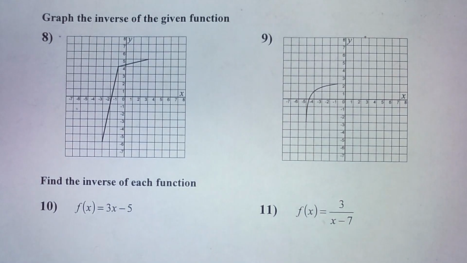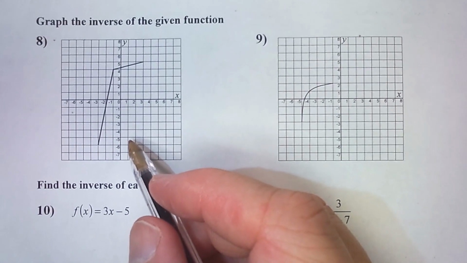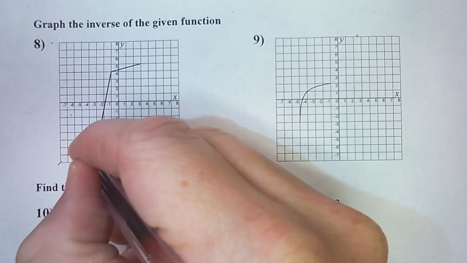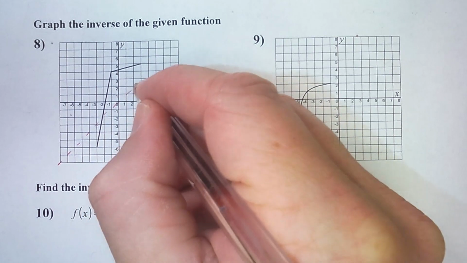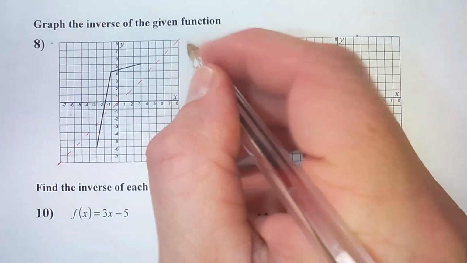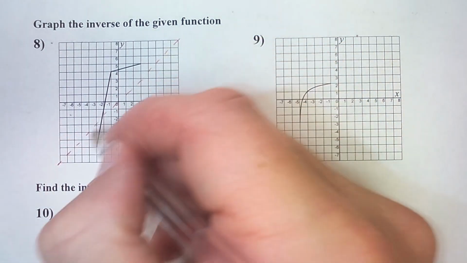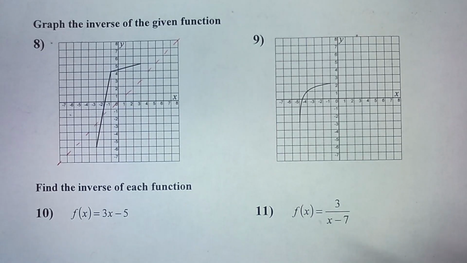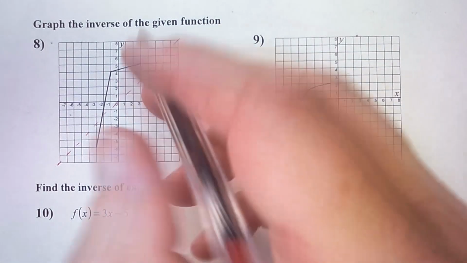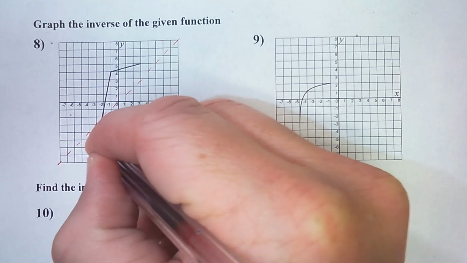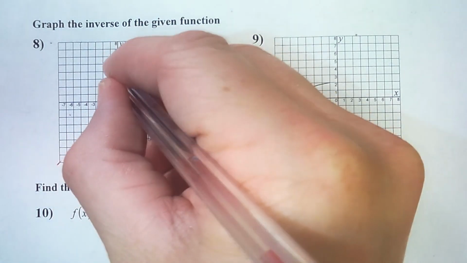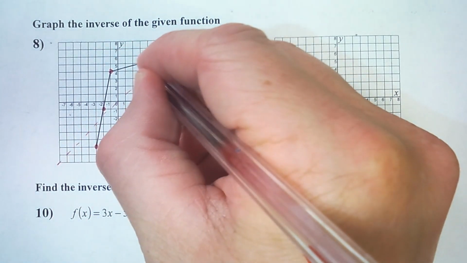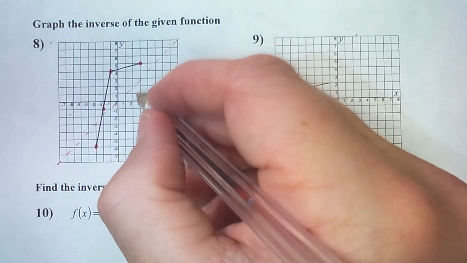Okay, and then we have inverses. An inverse, graphically, is a reflection over y equals x. So when we finish graphing, this should look like a line of symmetry. So to find our new points, all we have to do is find as many good points as we can and take the x and y and switch them.